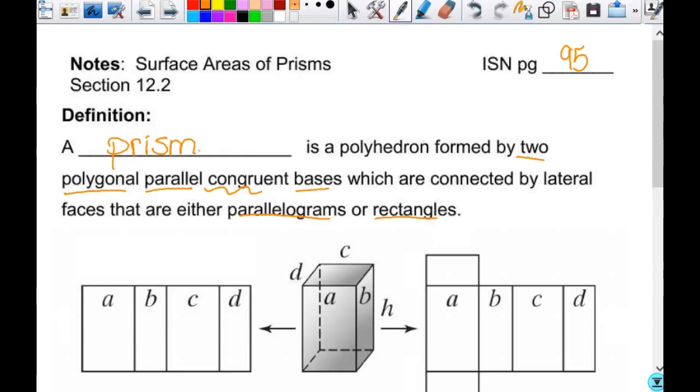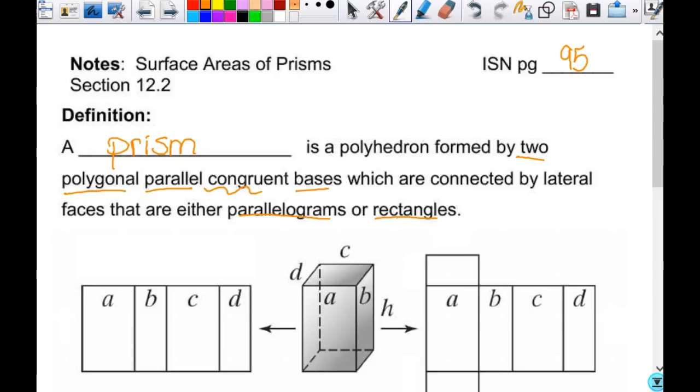Now, the actual definition of a prism just says the lateral faces are parallelograms, because if I stop there, doesn't that take care of rectangles also? Like a rectangle is a parallelogram. But I wanted to put them both on there just so that you didn't get them a little mixed up right there.